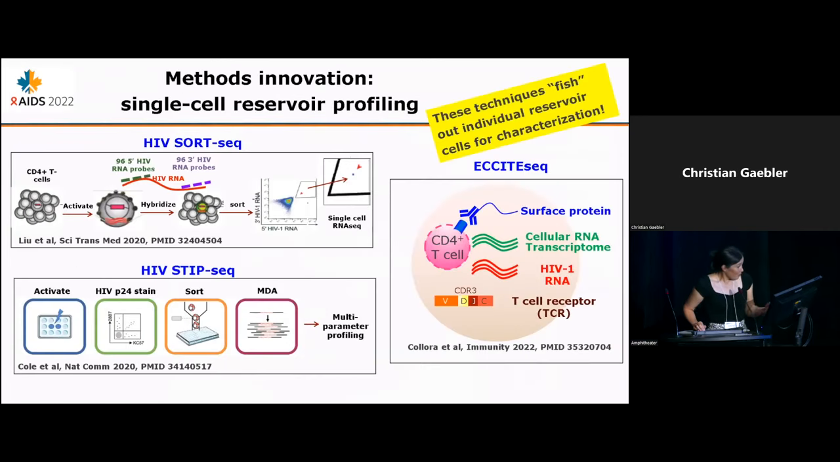And finally, I only have 15 minutes, but I wanted to end on what I think is a really exciting methods innovation, and this is single-cell reservoir profiling. These are techniques that fish out individual cells harboring HIV after their activation in vivo. After they have been fished out in this way, they can be individually characterized in multiparametric ways. This is one of the most exciting innovations, in my opinion, and we'll certainly be hearing about lots of innovations in this area in the upcoming main meeting as well.